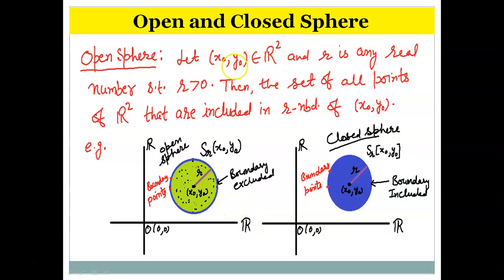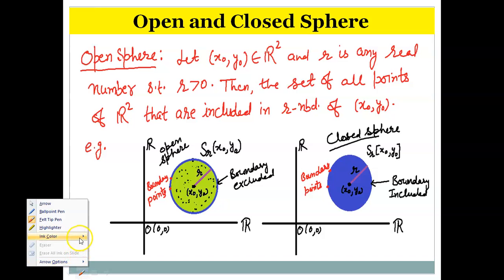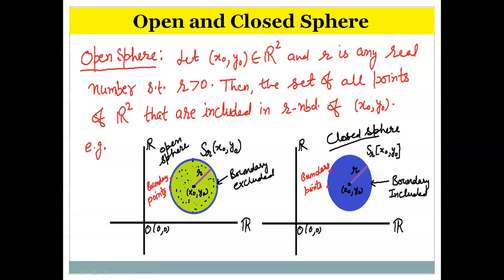And if we have a point x0, y0 in the plane R square, and R is any positive real number, that is, R is any real number such that R greater than 0, then the set of all points of R square that are included in the R neighborhood of the point x0, y0.